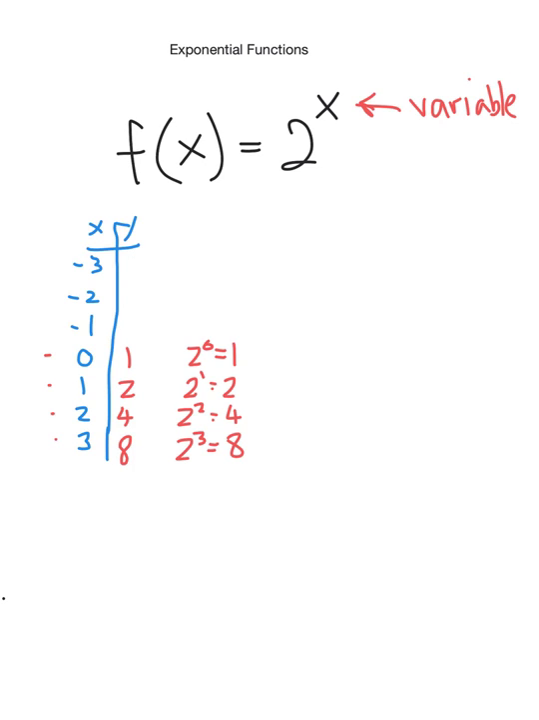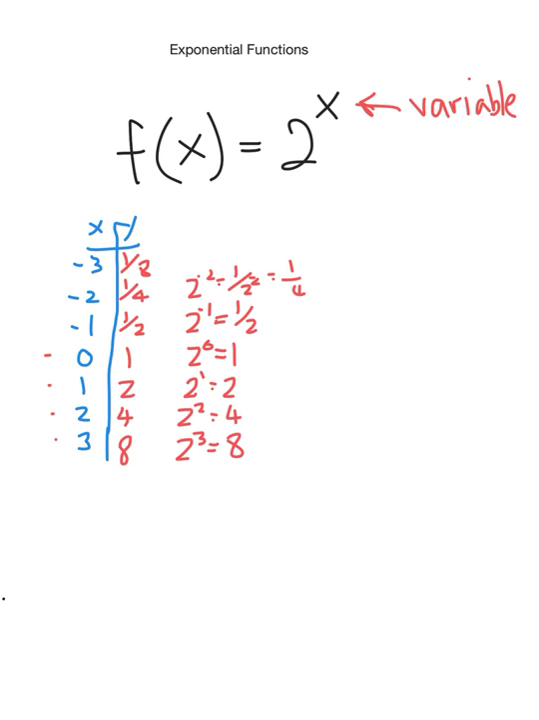If we go the other way, 2 to the -1, well, we just looked at that. That's going to be 1 over 2, 1/2. 2 to the -2 is going to be 1 over 2 squared, which is 1 over 4. And 2 to the -3 will be 1 over 2 cubed, 1 over 8.